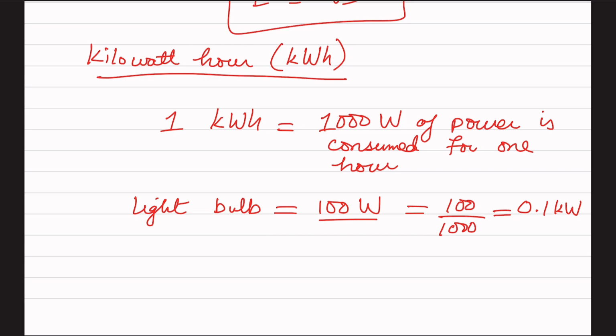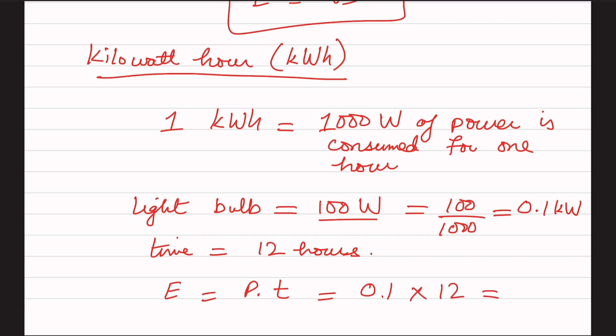So the power of this light bulb is 0.1 kilowatt, and the time for which it stays on is 12 hours. In order to find the total energy consumed throughout this lighting of the bulb, you'll multiply the power with the time, where the time should be in hours and the power should be in kilowatts. Here the power is 0.1 and the time is 12. So 0.1 times 12 is 1.2 kilowatt hour. So the total electrical energy consumed by a 100 watt light bulb that stays on for 12 hours is 1.2 kilowatt hour.